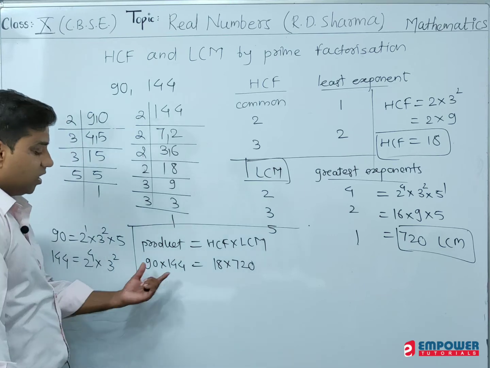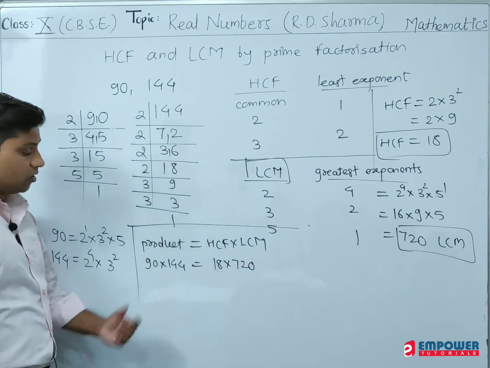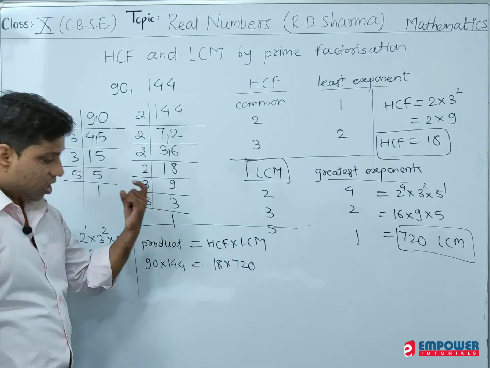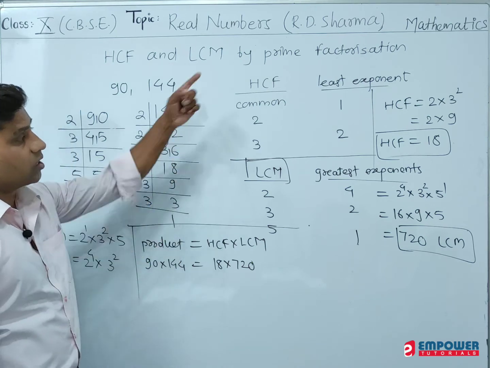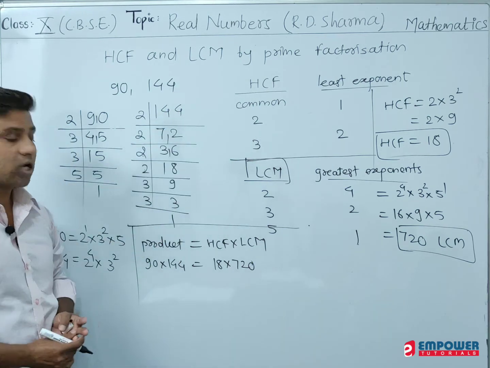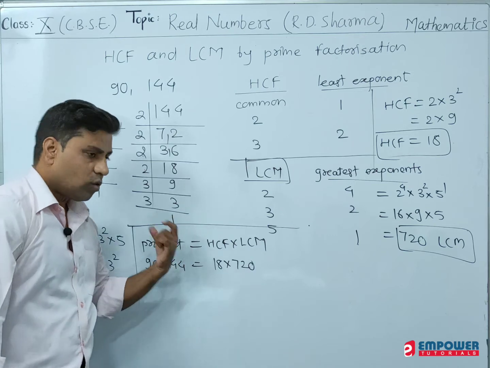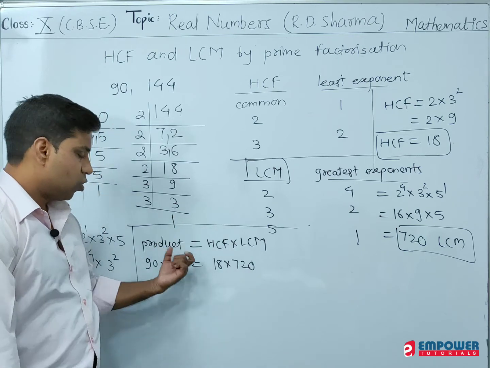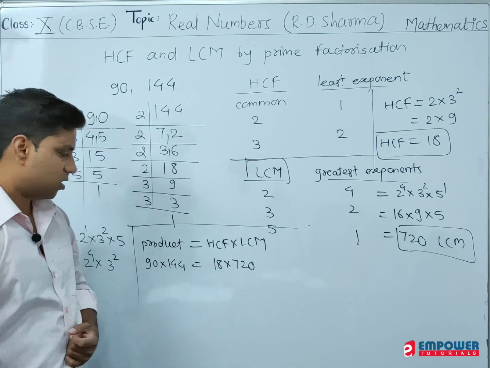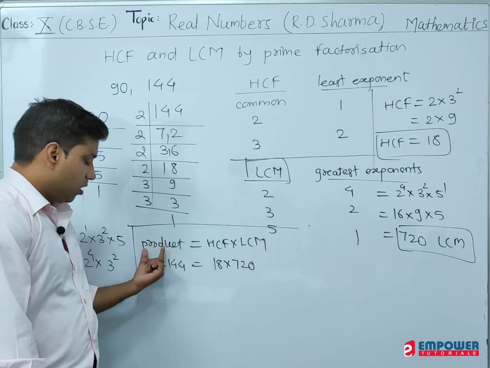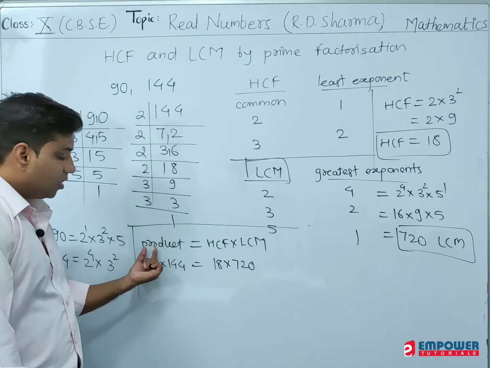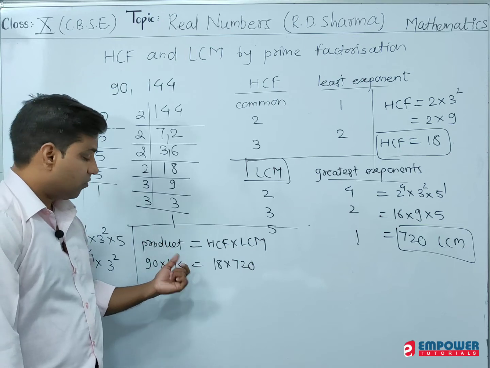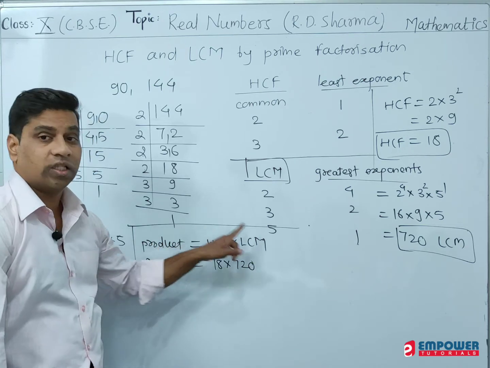So if you do the multiplication of these two, what will you get? The same answer. If you are getting the same answer, then only you can say that your HCF and LCM is correct. What is the use of this method or this application? If in two numbers one of the numbers is given and another number is not given, we can find out another number by using this method.